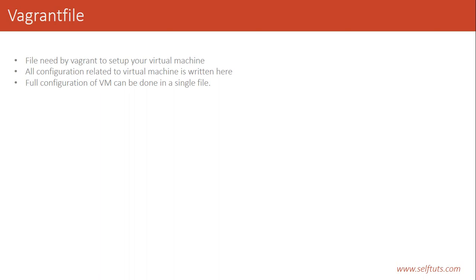A virtual machine has different configuration, like the network configuration, how much memory you will need for your virtual machine, and which will be the synced folder between your virtual machine and the host machine. We'll see the syncing of folders between the Vagrant virtual machine and the host machine. All those configurations can be written inside a single file, and that file is called the Vagrant file.